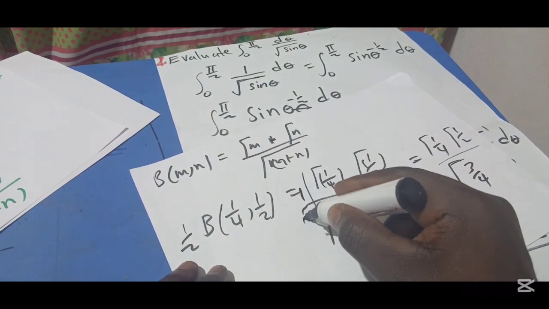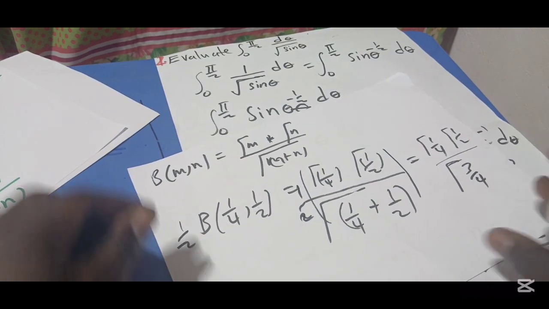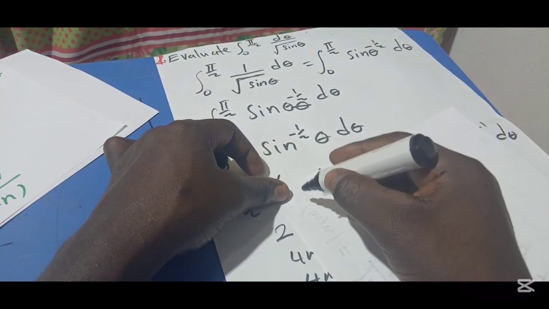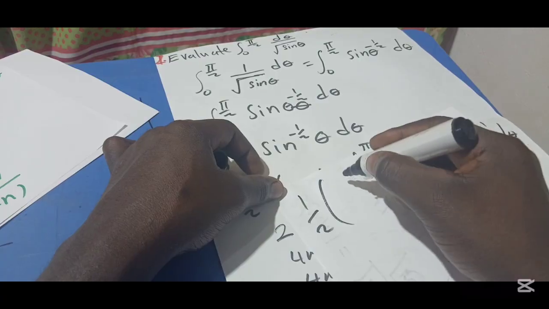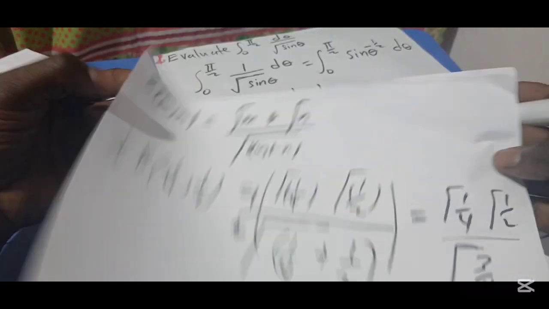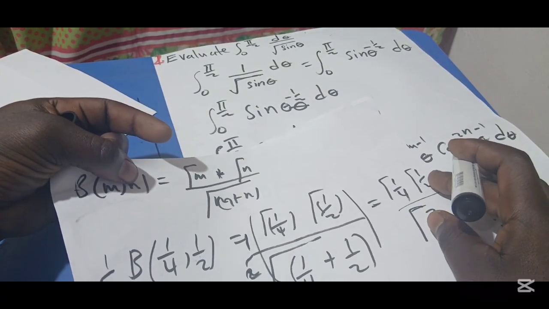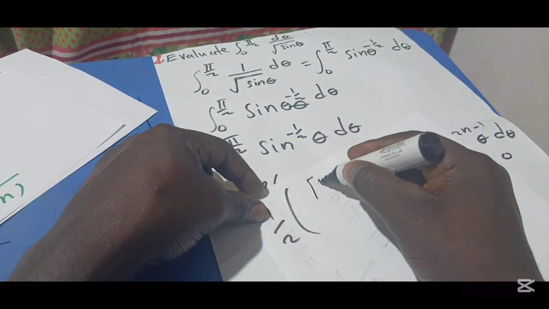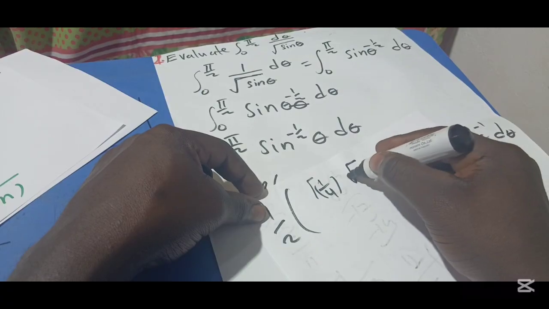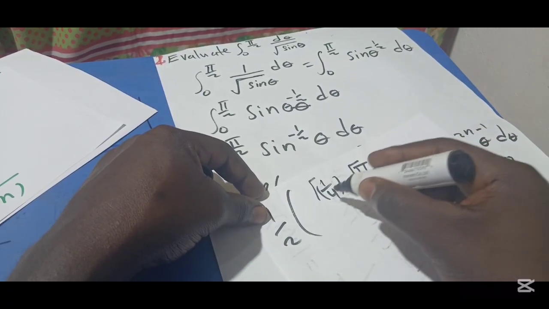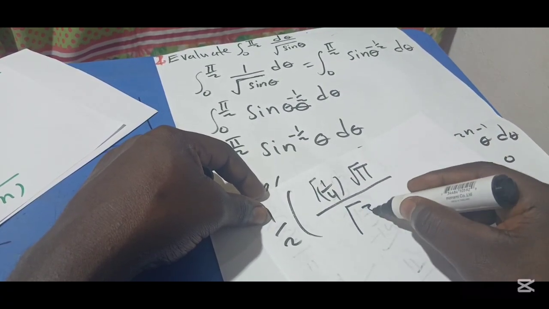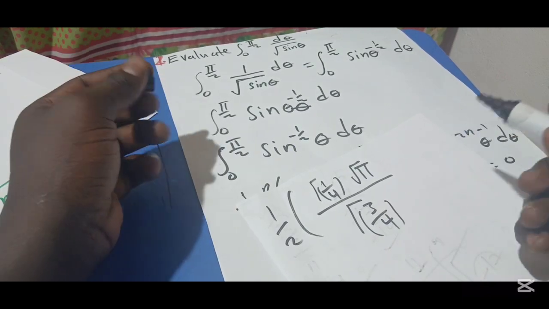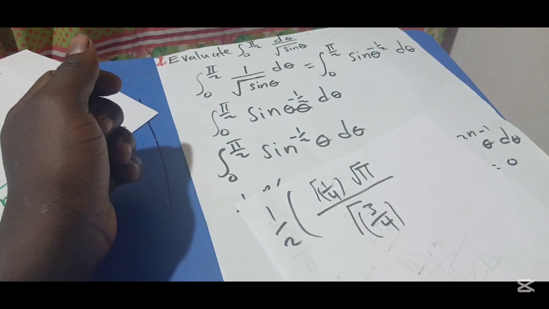Let me write this here very well. So we are multiplying everything by half. We know that gamma half is just square root of pi. So we have gamma 1 on 4 square root of pi all on gamma 3 on 4. And what is gamma 3 on 4? We also have to evaluate that.